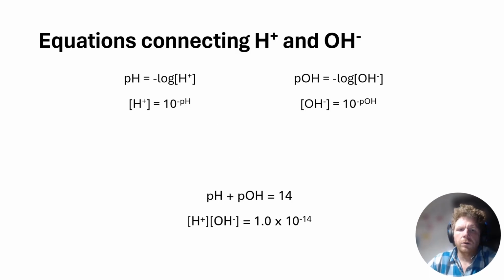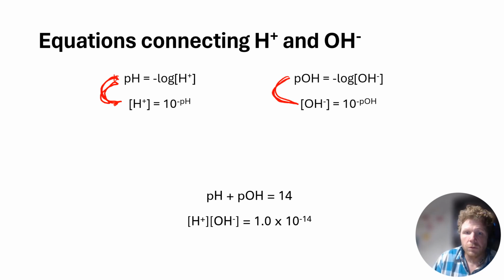All right, so there are some important equations that you need to be familiar with whenever we're connecting our hydrogen ion and hydroxide ion concentrations. So negative log of our hydrogen ion concentration is equal to our pH. But then, just as important as knowing this is knowing how to work this backwards, so going from a pH to a hydrogen ion concentration.